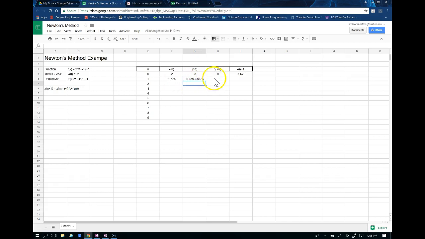And don't worry about all the decimals. That's one nice thing about Excel or Google Sheets is you can leave all those decimals in there. You won't have to worry about rounding anything.